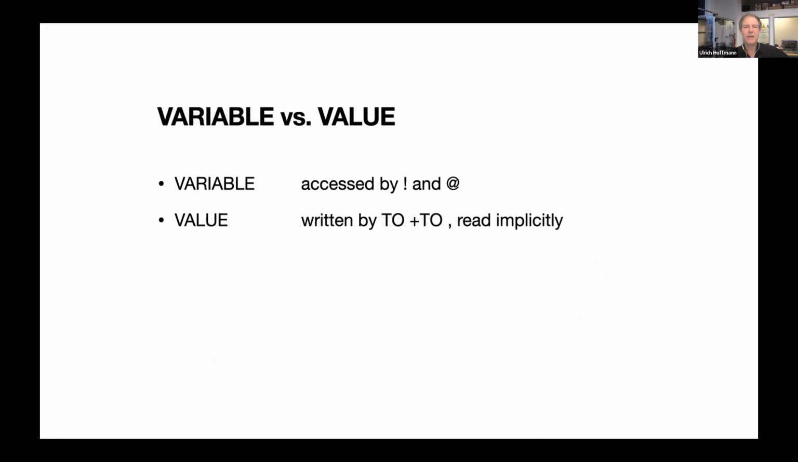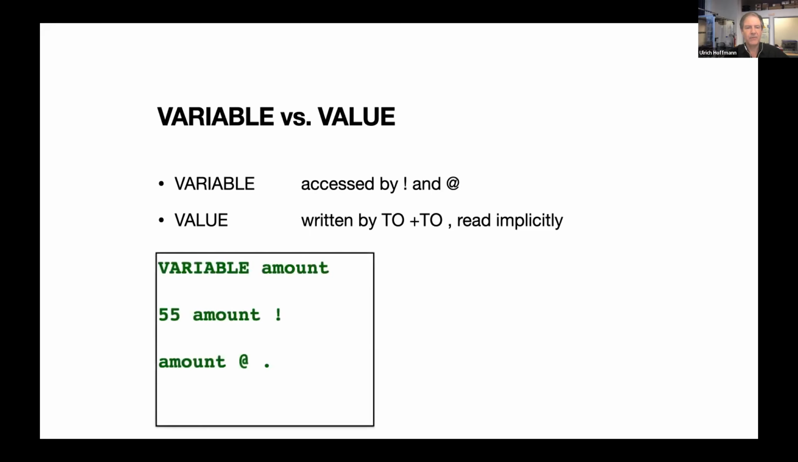So let's talk about variables and values. They both name a cell in memory, and the main difference is that you access them in a different way. Variables are accessed by store, to store a value, that exclamation mark, and fetch to get a value and put it on the stack. And values are accessed in a different way. You write to them using TO and +TO to increment. And if you name a value, then its value is read implicitly and put on the stack. So you probably all know about that.